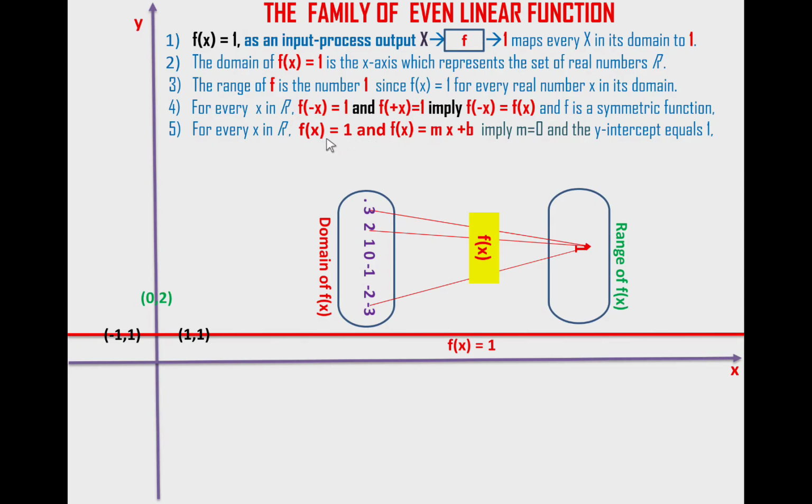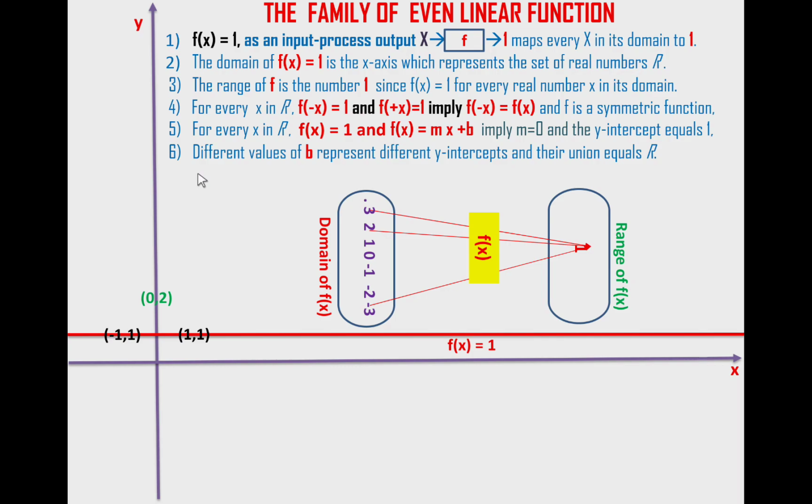If f of x equals 2, then b will be equal to 2. If f of x equals 3, b will be equal to 3. Whatever the value of f of x, that value will be equal to b. And if we look at b, b is a y-intercept. If it is a y-intercept, that means b is a value on the y-axis, be it positive or negative, it doesn't matter.